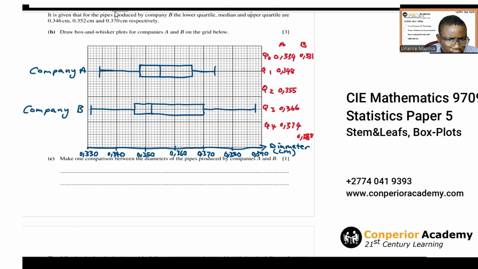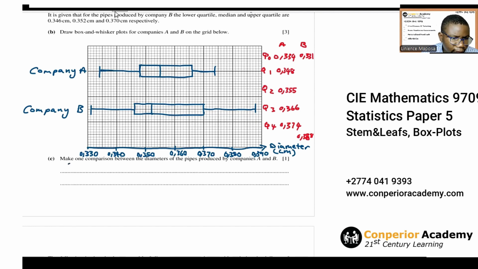Then they say, make one comparison between the diameters of the pipes produced by companies A and B. Okay, one comparison. So I'm going to use measures of centrality. You can use measures of spread, so you can compare the interquartile range. I'm going to compare the median. You can see the median for company A is higher than the median for company B. Company B is 0.352, whereas company A is 0.355.